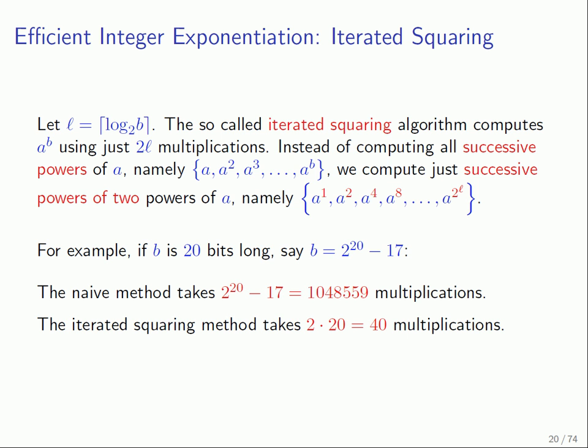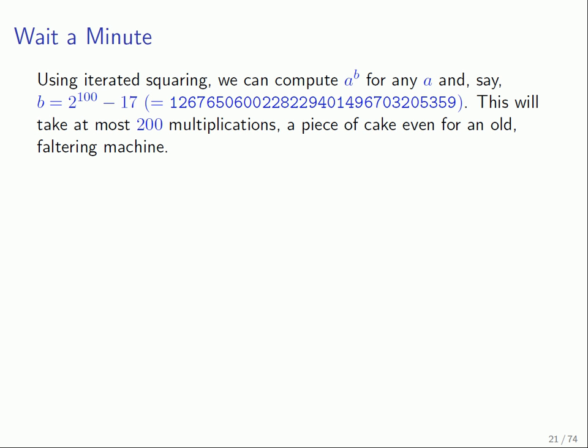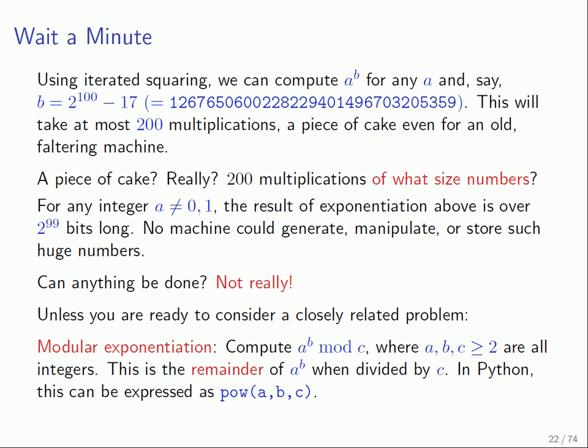That's obviously a difference. Okay, so in principle, we could raise something to the 2 to the 100 minus 17 power, for example. This is the number if you want to see it. The problem is that the numbers become very big. So, okay, I could do it, but multiplying numbers which are that big, I cannot store them in the computer. Okay, so there's nothing really we could do about that.